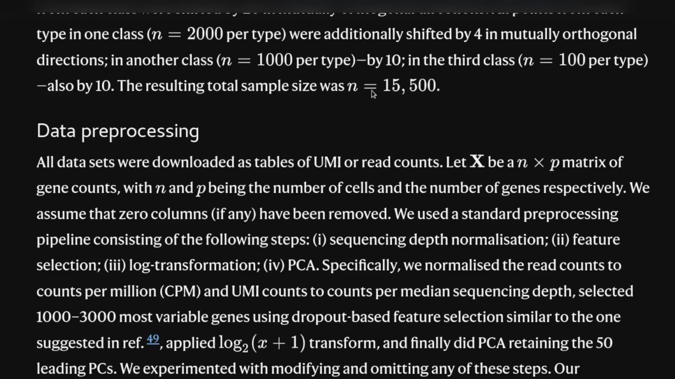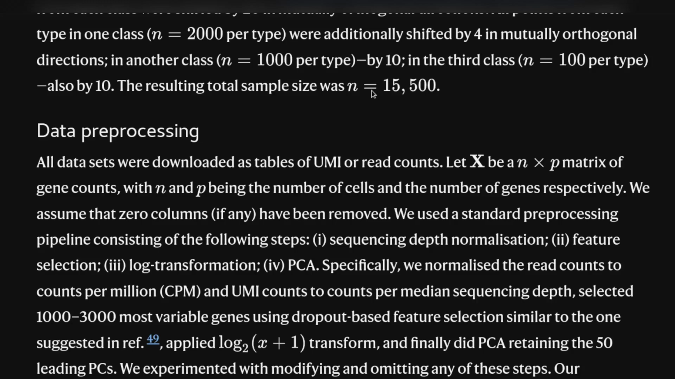Data preprocessing. All datasets were downloaded as tables of UMI or read counts. Let X be a matrix of gene counts with n and p being the number of cells and the number of genes respectively. We assume that zero columns, if any, have been removed. We used a standard preprocessing pipeline consisting of the following steps: 1. Sequencing depth normalization. 2. Feature selection. 3. Log transformation. 4. PCA.